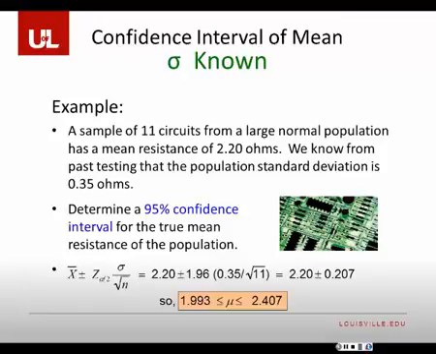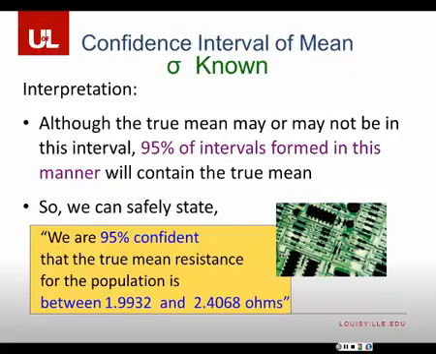Once we have that, we can say that we are 95% sure that the true population mean falls in between those 2 values. So 5% of the time, we're going to be wrong and the true population mean actually falls outside of those values. So interpretation here: although the true mean may or may not be in this interval, 95% of intervals formed in this manner will contain the true mean.